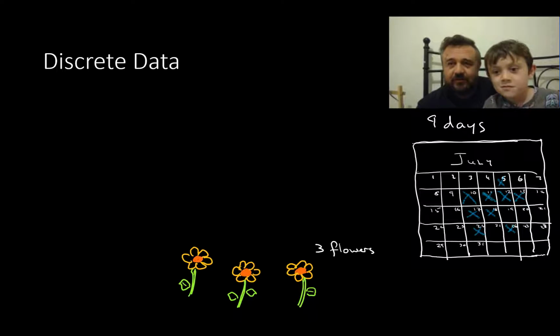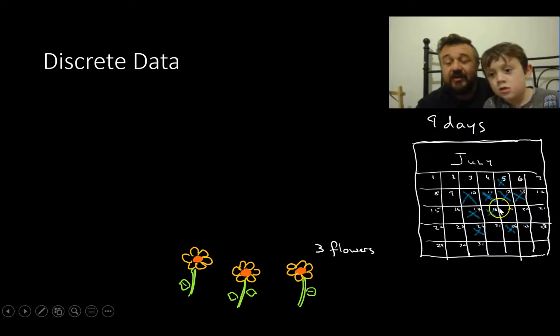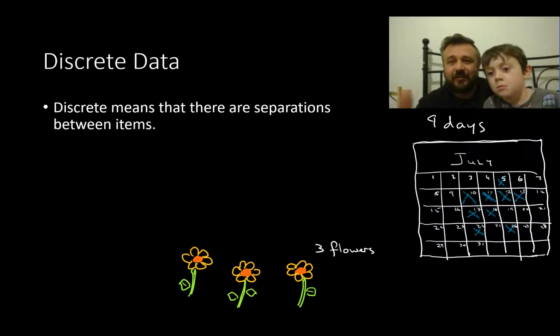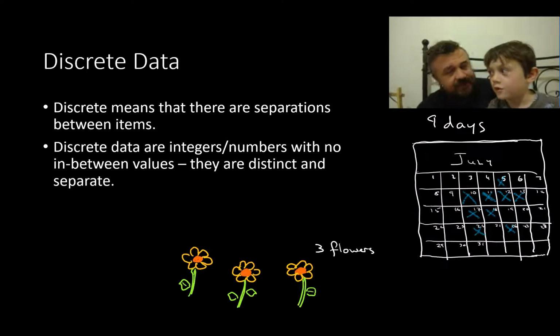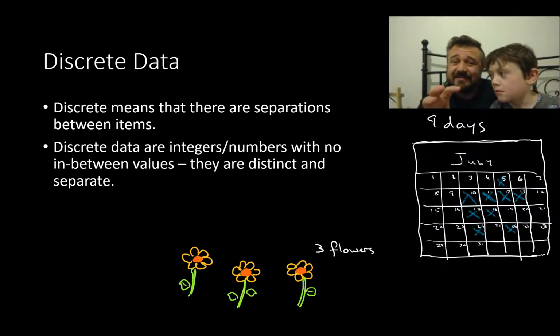Okay. So, discrete data. Discrete data is one type of quantitative data. Here we have 3 flowers, and we have 9 days marked off on the calendar. So discrete means that there are separations between the items. You can have day 1 or day 2, but you can't have day 1.5, because they're separate days, they're separate things. So discrete data are integers. Integers is another word for counting numbers, so 1, 2, 3, 4. They're numbers with no in-between values. They're distinct and they're separate.